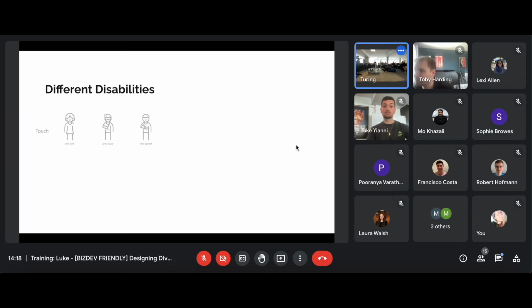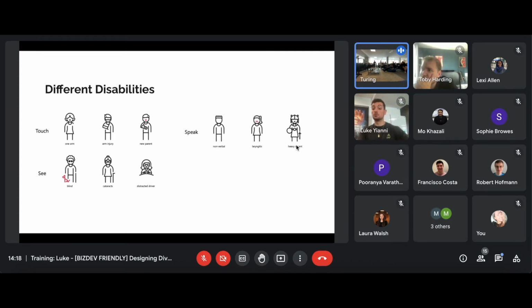Just to explain the different versions of permanent, situational and temporary disability, here are some examples. Touch: say you've lost an arm. Someone with an injured arm has a temporary disability, and a new parent carrying a child is in a situational one. Those are all different versions of not having one arm available. Sight: someone who's blind, someone with cataracts, and someone who is a distracted driver. You can think of the driver as vision impaired because they can't look away from the road.